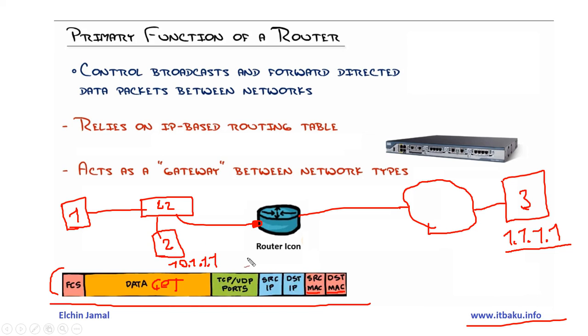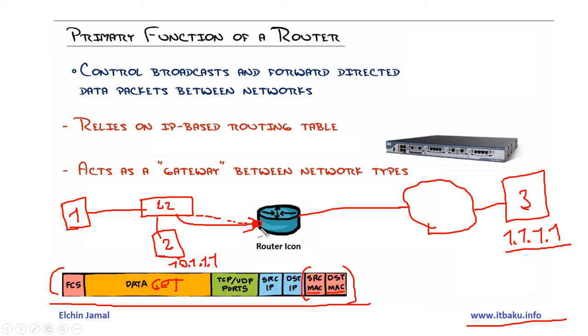The switch opens this packet and looks here. Source MAC address, this computer's MAC address. Destination MAC address, okay, the destination MAC address is the router's MAC address. Okay, let's forward this request to the router. Let's ask the router to help this computer get to this web server.